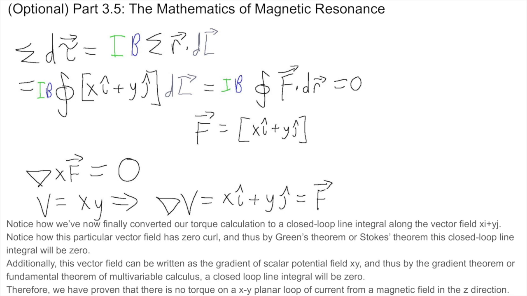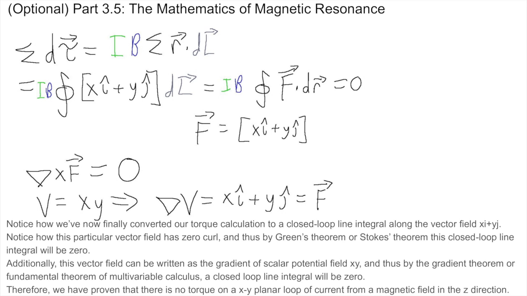Notice how this particular vector field has zero curl, and thus by Green's theorem or Stokes' theorem, this closed-loop line integral will be 0. Additionally, this vector field can be written as the gradient of the scalar potential field xy, and thus by the gradient theorem, or the fundamental theorem of multivariable calculus, a closed-loop line integral will be 0. Therefore, we have proven that there is no torque on an xy planar loop of current from a magnetic field in the z direction.